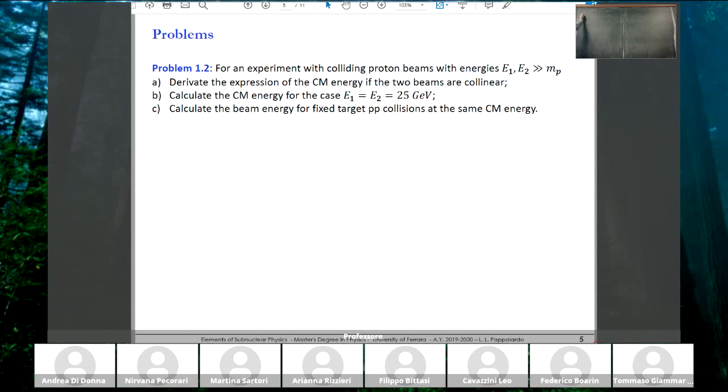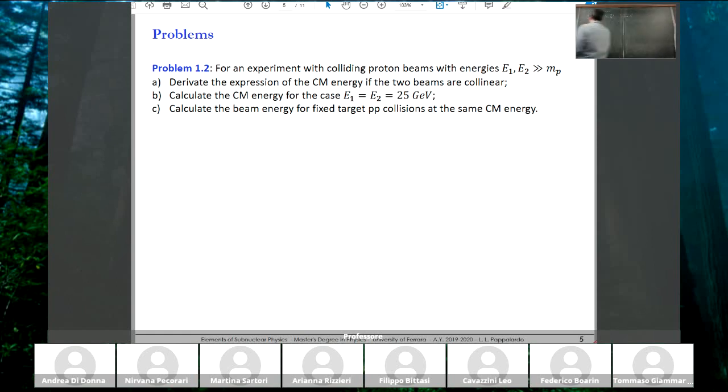Now, point C. So now we are dealing with a fixed target proton-proton collision. Okay, so the formula will be the following. So for the beam particle, this will be E1 and p1, or we can just call it energy of the proton and then momentum of the proton. And for particle 2, the proton is at rest, so this is just the mass of the proton and 0 momentum. It's a fixed target, okay? So the only energy available is the mass. There is no momentum here.